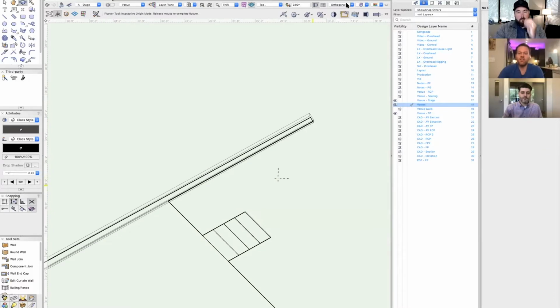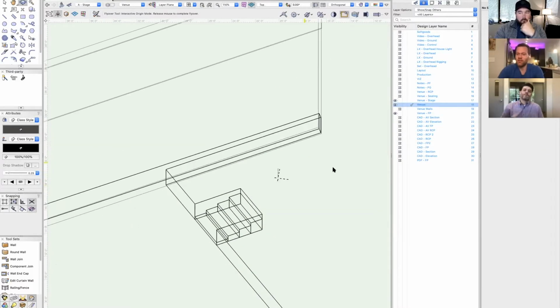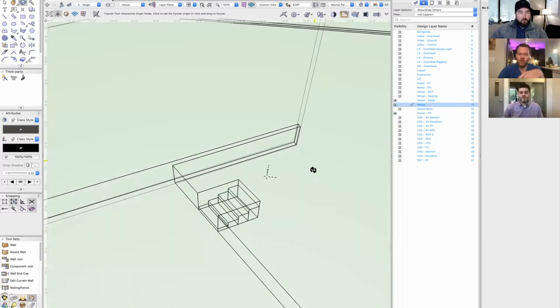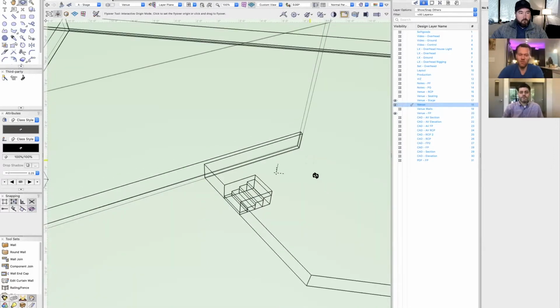Those are the things that are really easy to do in a drawing. That's really tough to do way down the road after the drawings are done and everything's starting to get built.